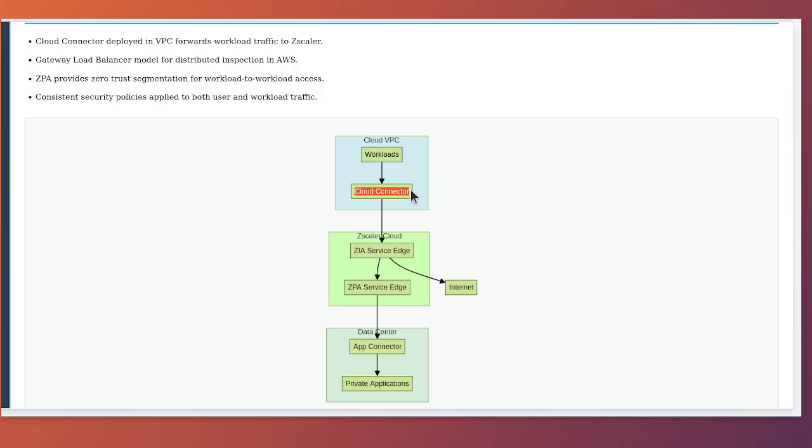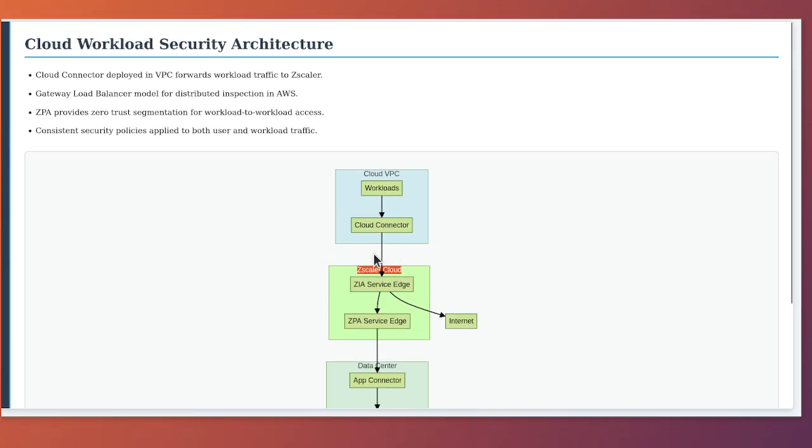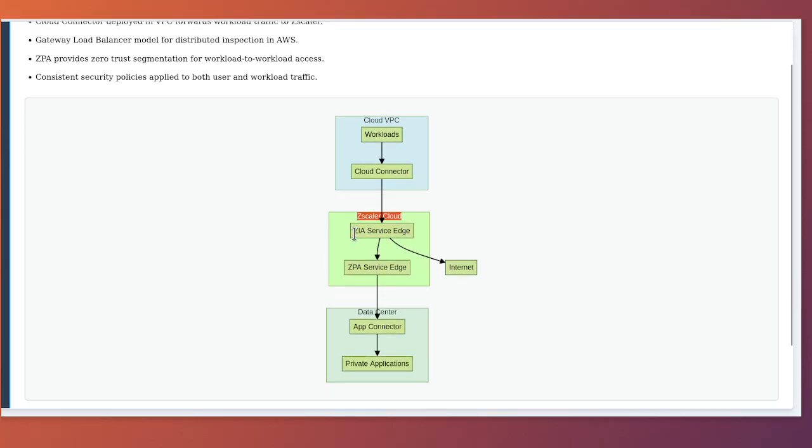Cloud Connector is a virtual appliance deployed within your cloud VPC or VNet. It acts as the default gateway for workload traffic, forwarding it to the Zscaler cloud for inspection. This enables all the same security controls available for user traffic, including uniform resource locator filtering, threat protection, data loss prevention, and firewall policies to be applied to workload traffic. The deployment architecture varies by cloud provider.